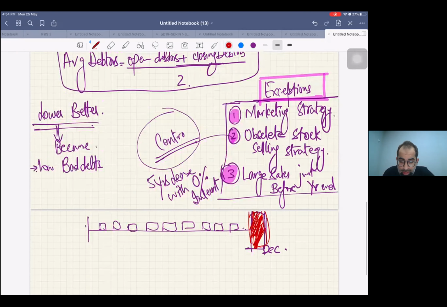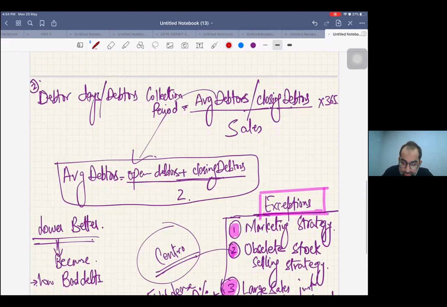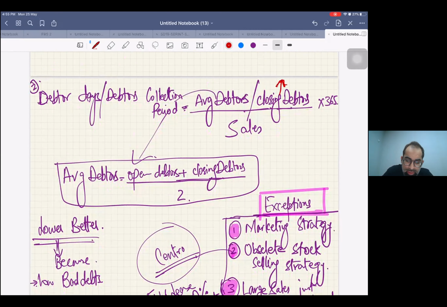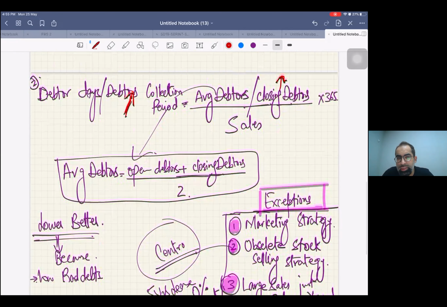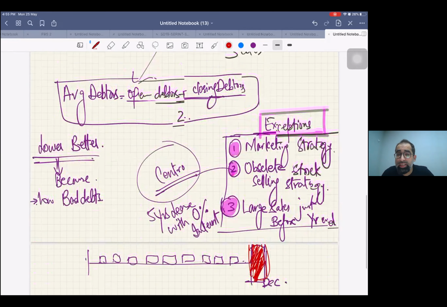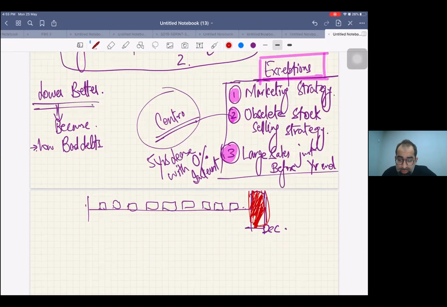So look at here, when the year end debtors will be higher, the debtor days will also be higher. So now this is not the fault of management.